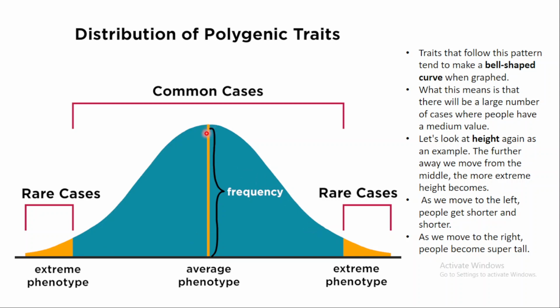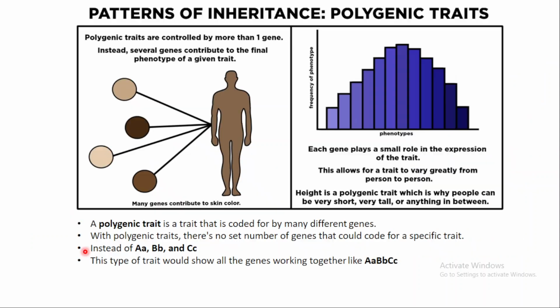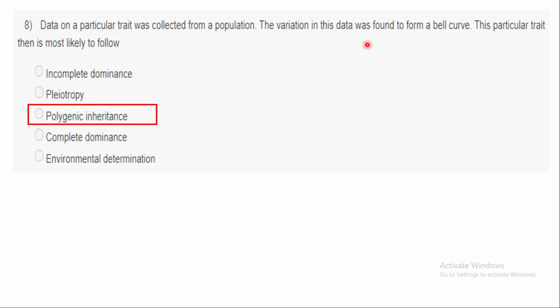And if you plot the median, this would be around 5 feet 5 inches. So the polygenic traits have this bell-shaped curve characteristic where the average value of the population adopts a medium value, with few extremes at the ends. So the answer was answered correctly by Simontini. A bell-shaped curve is shown by polygenic inheritance.